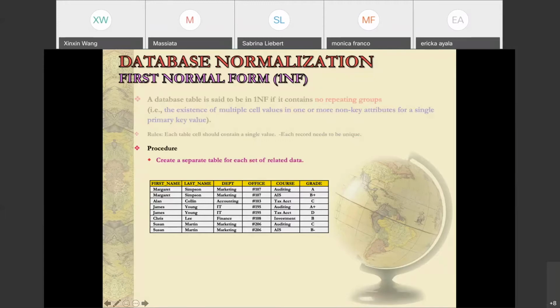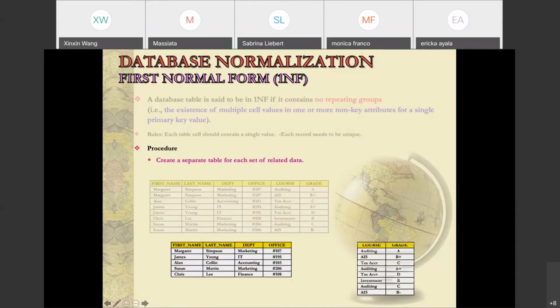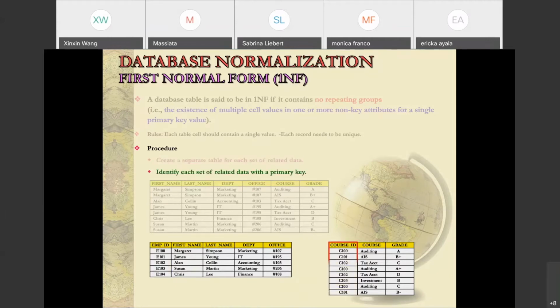So, what are the procedures? First, create a separate table for each set of related data. So for the previous example, we're using this, right? We first separate into the employee table and the cost table. And then we identify each set of related data with a primary key. So after that, we get the first normal form, right? Also called first NF.